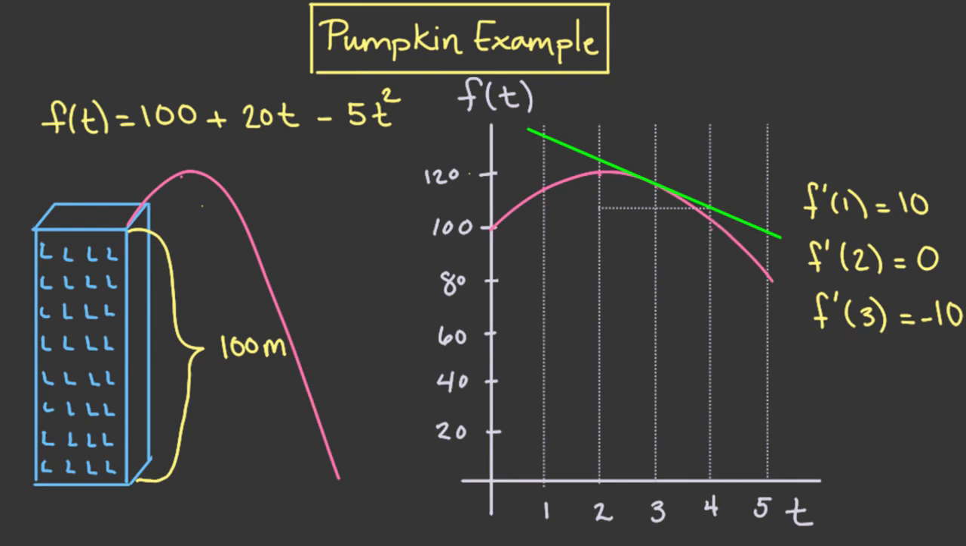So what we've seen in this worked example is that by estimating the value of the slope of the tangent line at a point, we were actually able to get a pretty good handle on the value of the derivative.